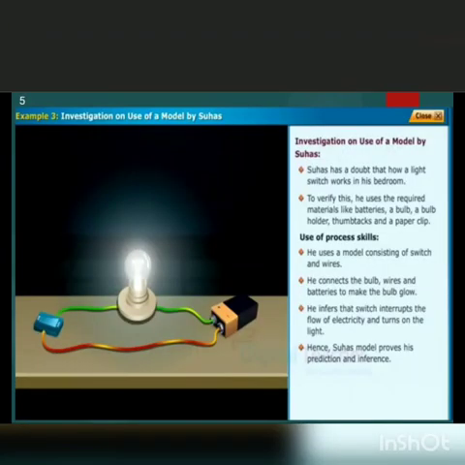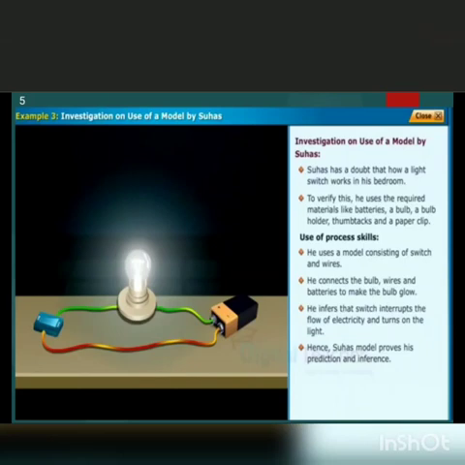Investigation on use of model by Shuhash. Shuhash has a doubt about how a light switch works in his bedroom. To verify this, he uses the required materials like batteries, a bulb holder, thumbtacks and a paper clip. As a process skill, he uses a model consisting of a switch and wires.